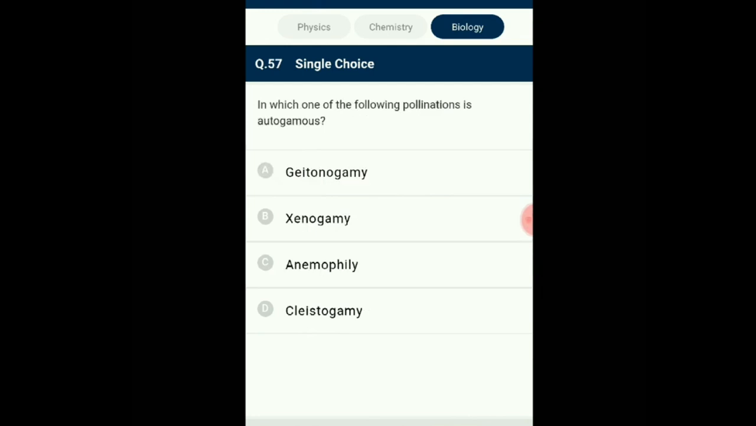Question number 57. In which one of the following is pollination autogamous? Autogamous pollination is when pollination and fertilization occur in an unopened flower bud. It is also known as cleistogamy. It ensures self-pollination and prevents cross-pollination. So the answer is option D, cleistogamy.